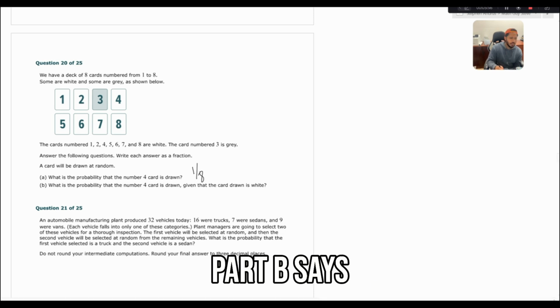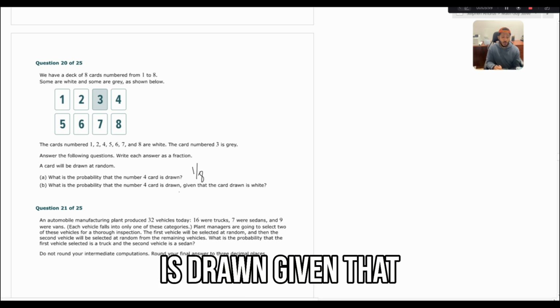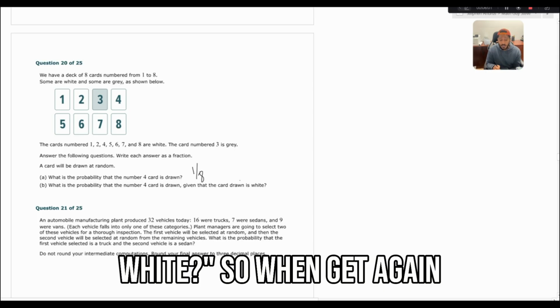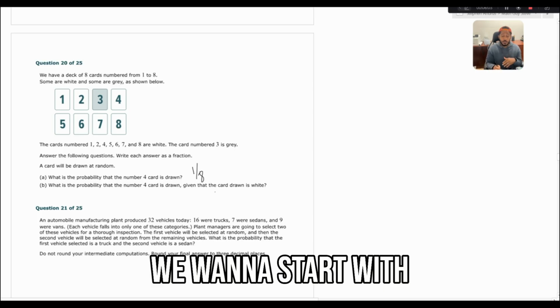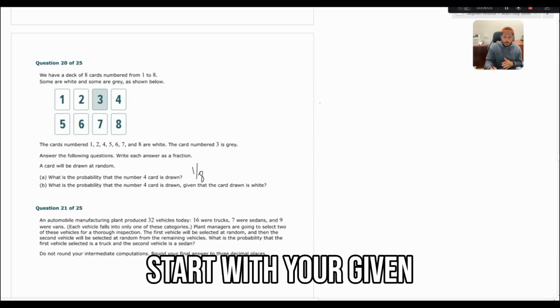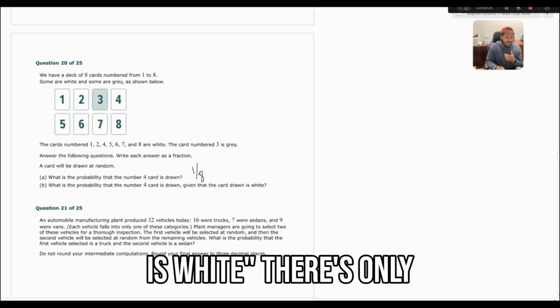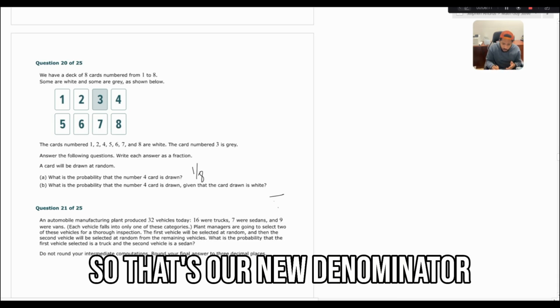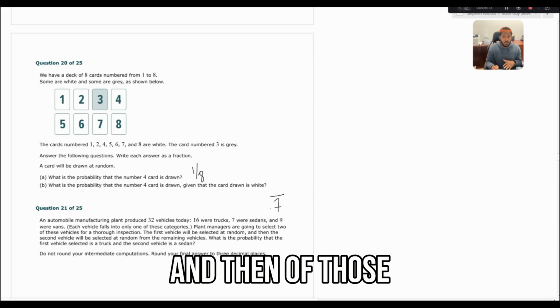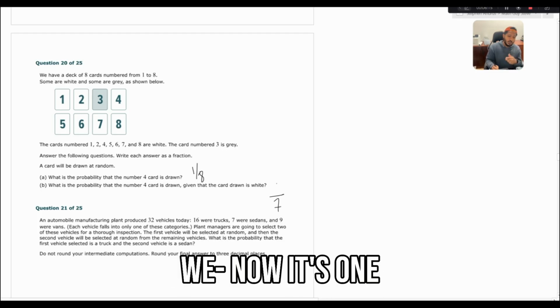Easy stuff. Part B says, what's the probability that number 4 card is drawn, given that the card drawn is white? So again, when we see that word given, we want to start with the given. So we start with the given, meaning it says given that the card is white. There's only 7 of them that are white. So that's our new denominator. And then of those, how many have a number 4 in it? Just 1. So now it's 1 out of 7.